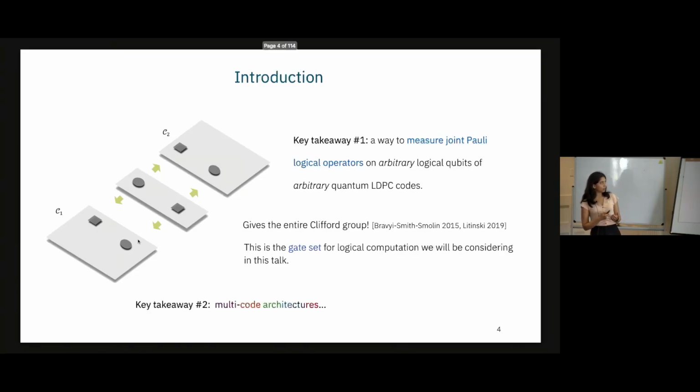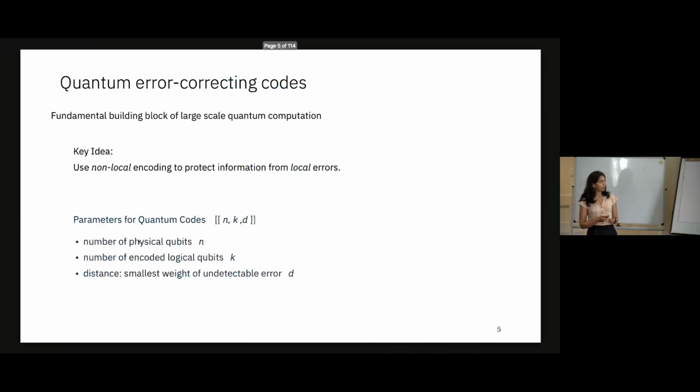And the second theme would be code switching using, again, surgery. So these are the two main ideas I'll be talking about. And yeah, this is a quantum error correction conference, so I'm sure we're familiar with error correcting codes. The key idea here is to encode logical information using non-local degrees of freedom. And this helps you protect against local errors.